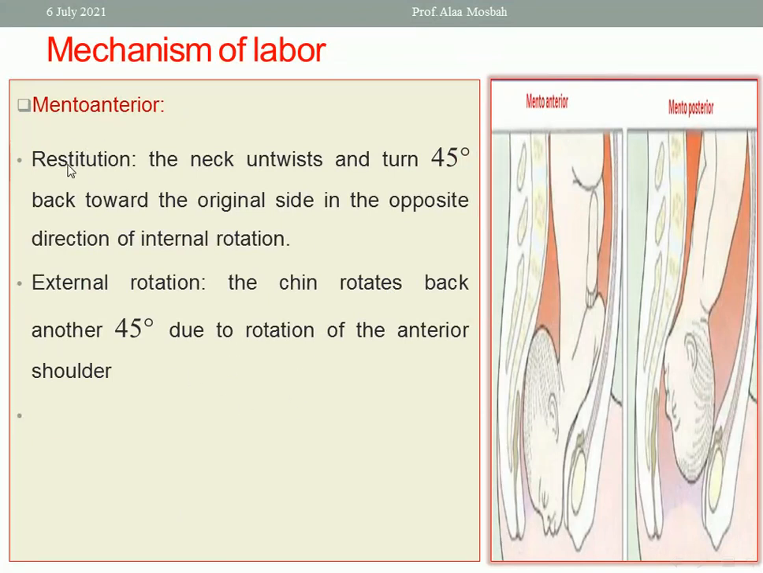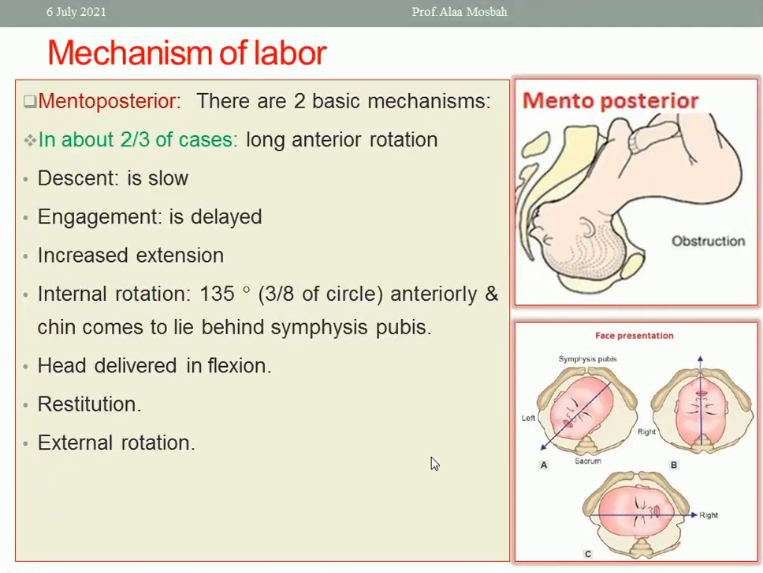Then lastly, the restitution and the external rotation. Restitution: the neck untwists and turns 1/8 circle back toward the original side, in the opposite direction of internal rotation. And then external rotation: the chin rotates another 1/8 circle in the same direction as restitution, okay, due to rotation of the anterior shoulder. What about mento-posterior? We can divide them into two groups.